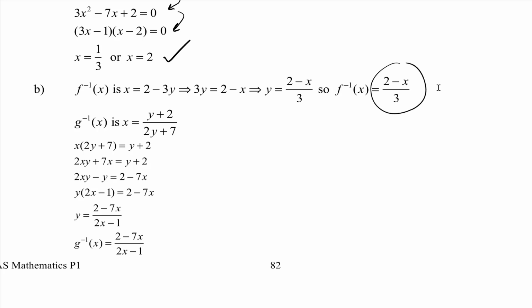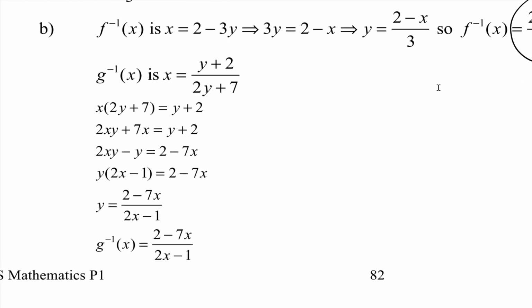The other one's a little bit harder, a little bit trickier. Swap the x and y values around gives us that. Multiply both sides by 2y plus 7. Expand the left hand side gives us that. Remember, we're trying to get y on its own. Now this is the tricky step here.